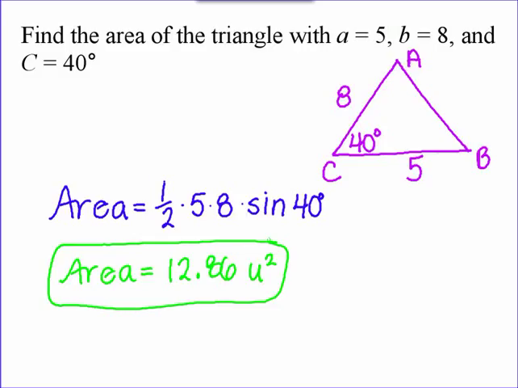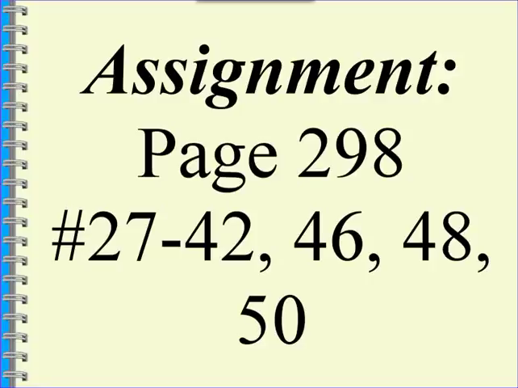So questions? Law of cosines is used for side, side, side and side, angle, side. We've covered the area formula for side, side, side, and we've also covered the area formula for side, angle, side of a triangle. Your assignment is going to be 27 through 42, 46, 48, and 50.